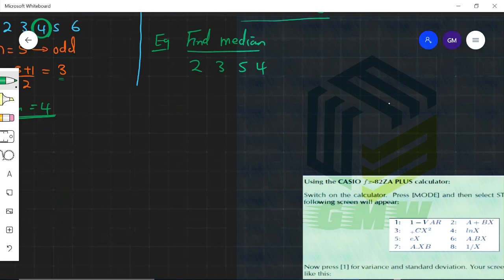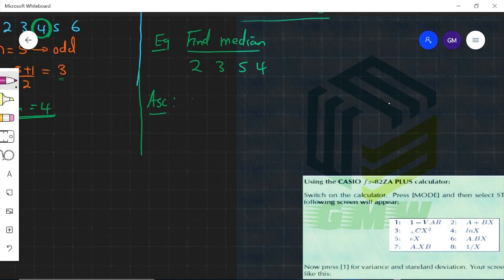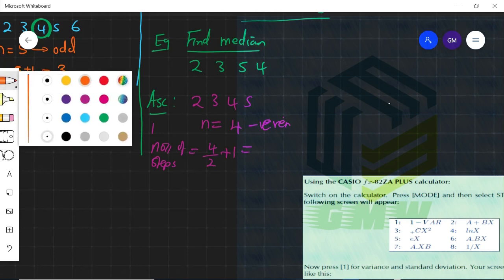Is this data in ascending order? No. Let us put it in ascending order. What is the order? 2, 3, 4, 5. Now we are good, okay? Then what is n here? 4. Is 4 odd or even? Even. So to get the number of steps that we count, we will say 4 over 2 plus 1, right? What do you get?